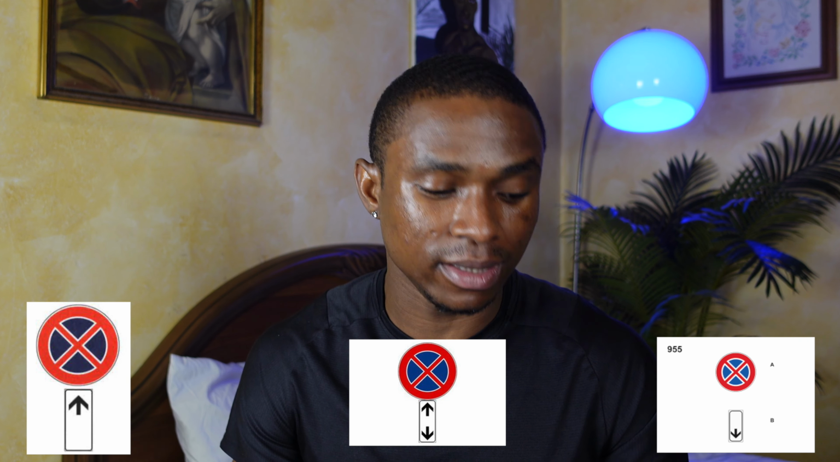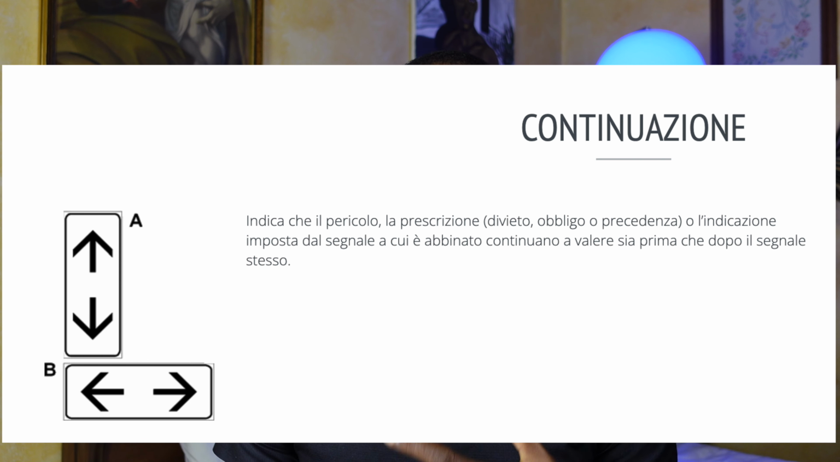So the first one we have here is inizio. For you to know the inizio sign, you see it pointing up and pointing left. Anytime you see a sign pointing up or pointing left, it means the sign starts from there. So you need to obey that sign from there. If it's under a sign of pericolo, it means that pericolo starts from there. If it's under a sign of obbligo, the same thing. It means the obbligo sign starts from there. And if it's under a segnale di divieto, it means the divieto sign starts from there. This one here is continuazione.